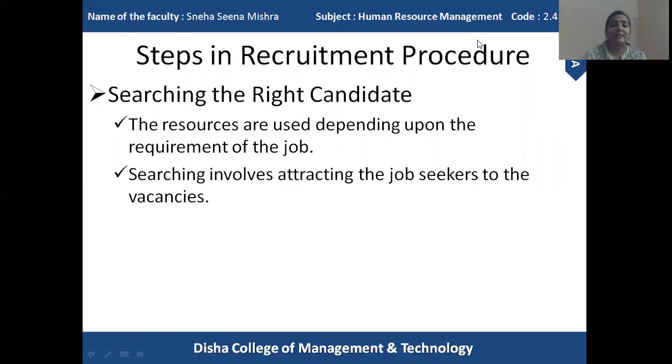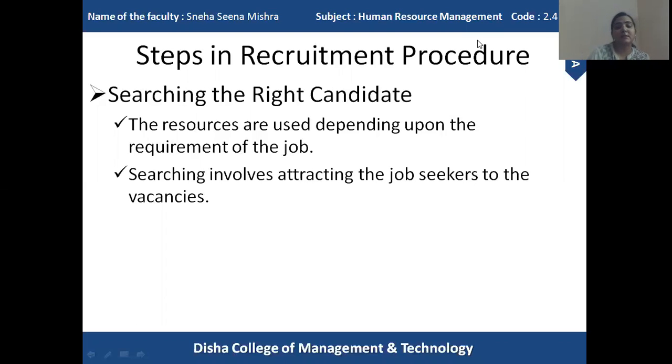Okay. The next point is searching the right candidates. Now here it says that the resources are used depending upon the requirement of the job. Like I said, they need to understand the type of job before selecting the source, which source will be suitable for finding such kind of people, from what kind of source suitable candidates can be found.